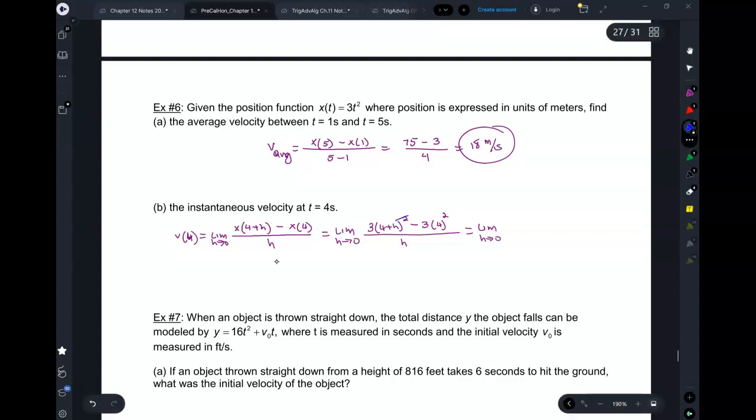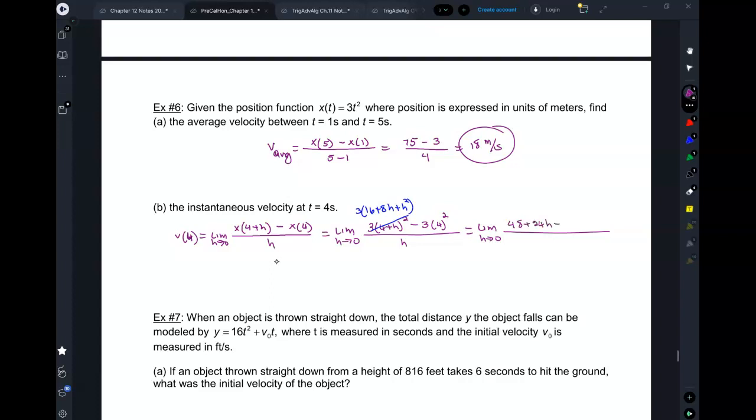So how much is this? Here, this is 3 times 16 plus 8h plus h squared. So what's 3 times 16, Zeev? Come on, you're going to redeem yourself. There you go. 48 plus 24h plus 3h squared minus, how much is that?